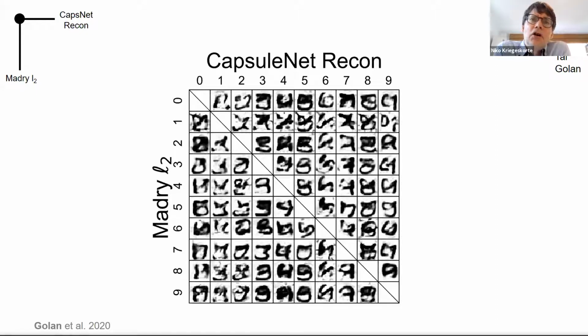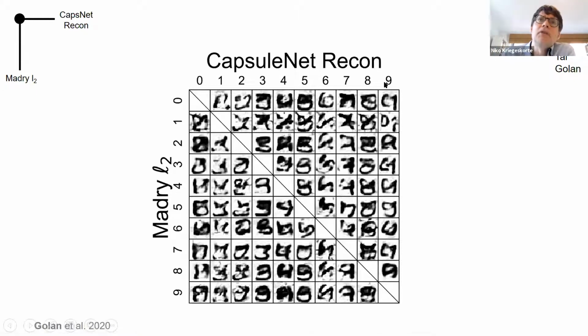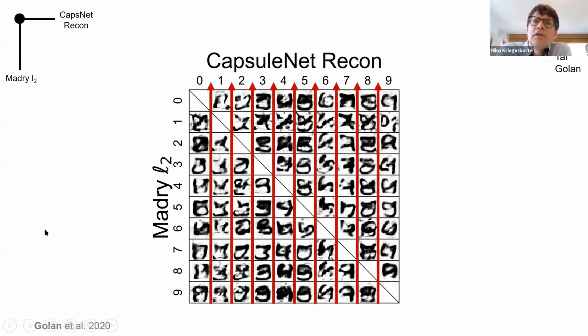And does your label, the label you would put on that image, agree with the label provided by CapsNet Recon or Marjorie L2? So in this case, there's a bit of ambiguity here, but most of us see columns of consistent digits here, indicating that their perception of these images is more consistent with the labeling provided by CapsuleNet Recon.